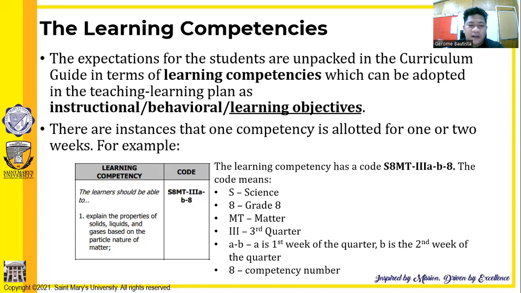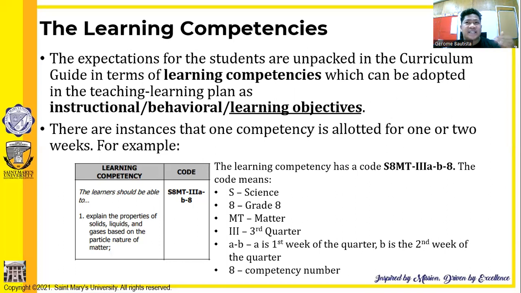We have the Roman numeral 3, which means this is a lesson in the third quarter. The letters A and B mean A is the first week, B is the second week of the quarter. If you have letter G, that's the seventh week of the quarter. If you have letter I, that is the ninth week of the quarter.